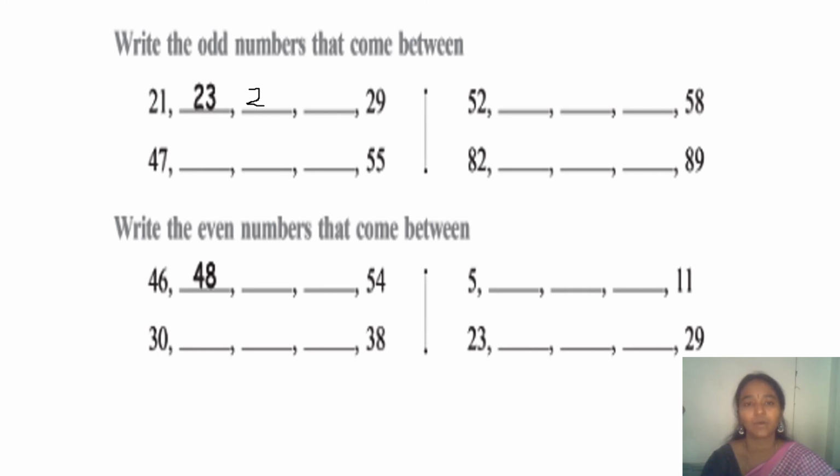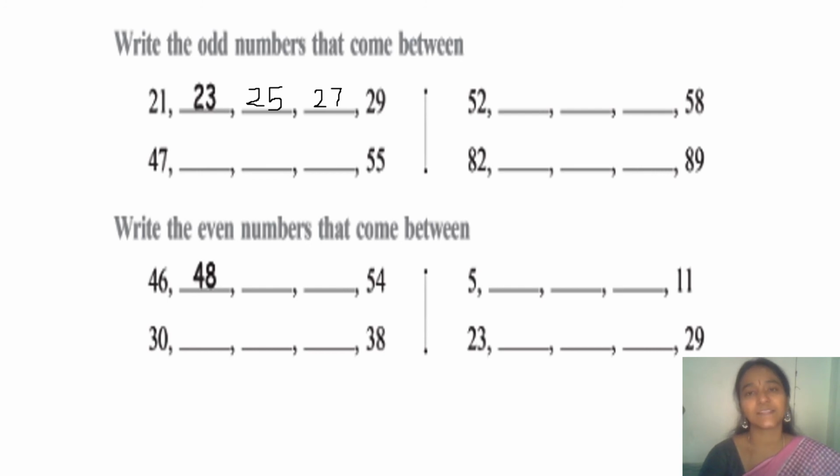25. Okay, I am writing this. After 25, what will come? 26. It is again an even number. After 26, 27. The number ending with 7 is an odd number. So 27. Now you do this. The odd numbers that come between 47 and 55 is your homework.